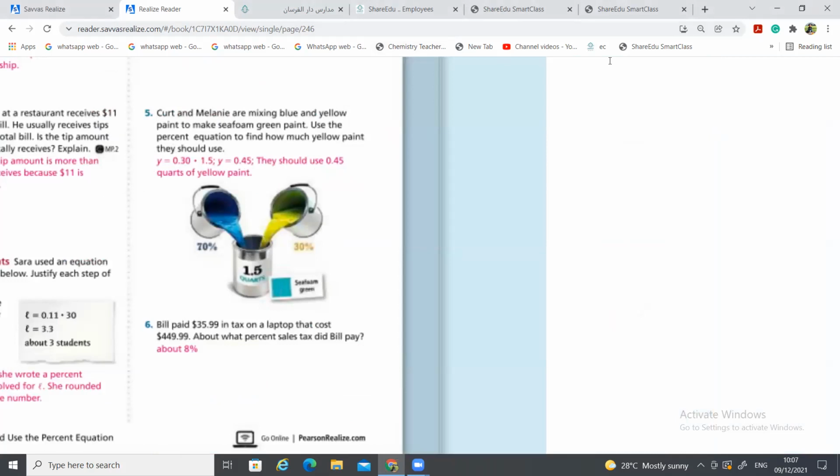Kurt and Melanie are mixing blue and yellow paint to make seafoam green paint. Use the percent equation to find how much yellow paint they should use. They are asking you how much yellow paint they should use. 30% of, let us see. First of all, how much yellow paint they must use? So let us only do for yellow. Forget about the blue, okay?